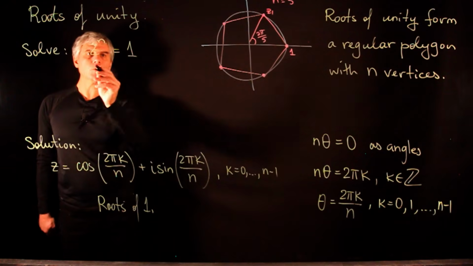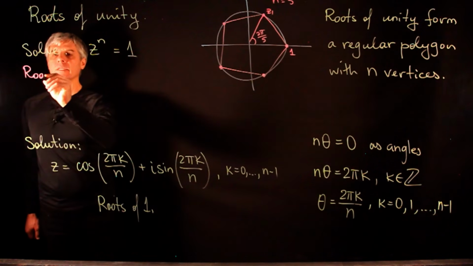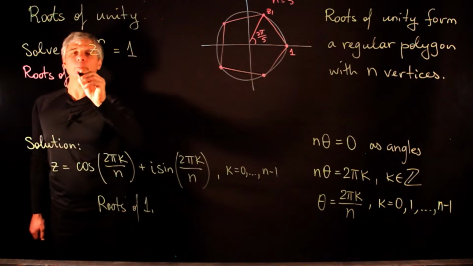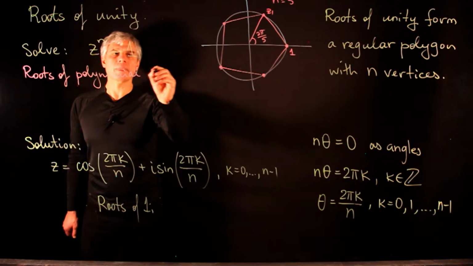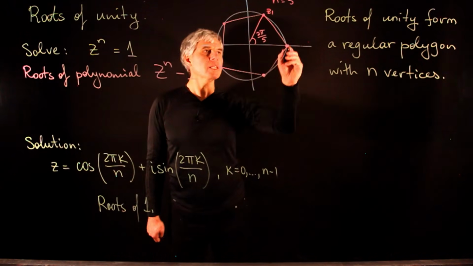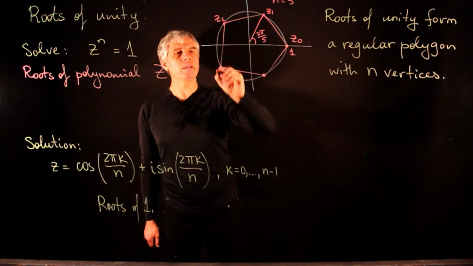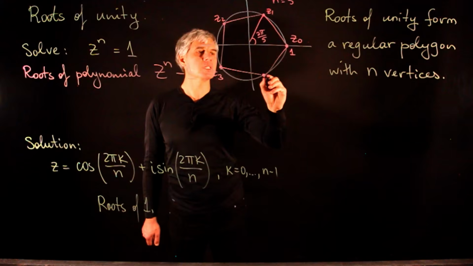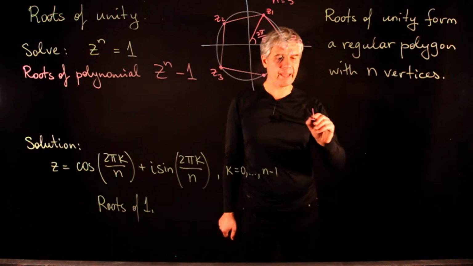Now, let us look at roots of unity from the algebraic point of view. So what we see is that these are roots of the polynomial z to the power n minus 1. Let us index the roots of unity as z0, z1, z2, z3, and up to zn minus 1. We have the following algebraic fact.